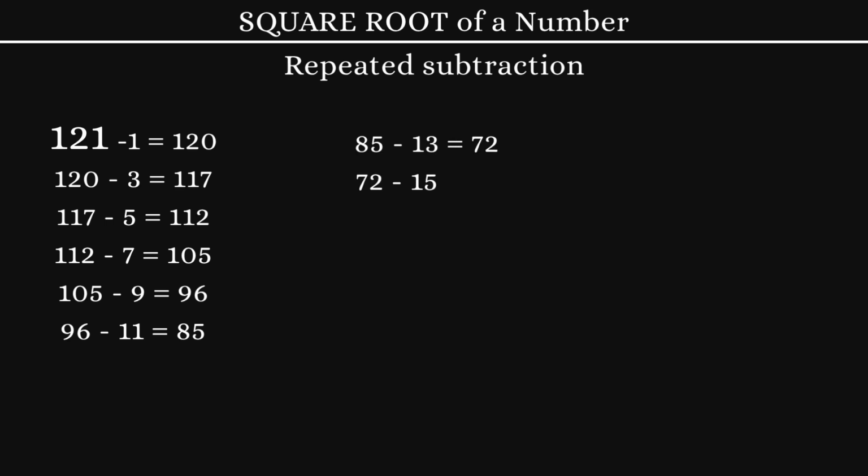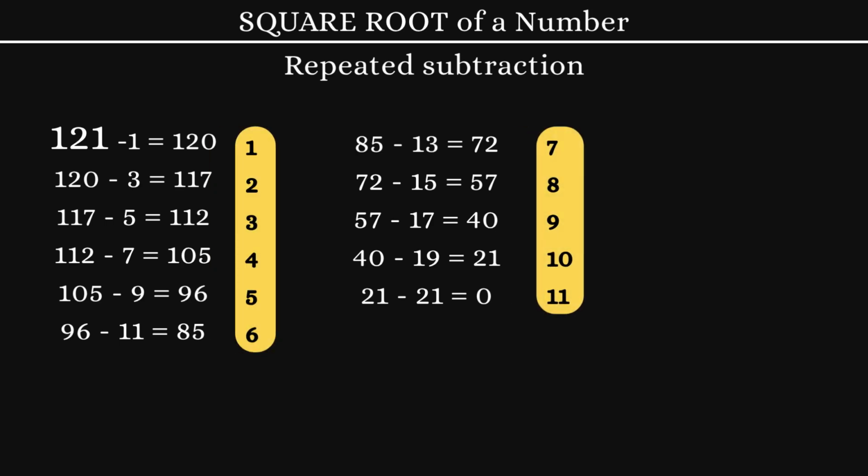72 minus 15 is 57. 57 minus 17 is 40. 40 minus 19 is 21. And 21 minus 21 gives us 0. If we count the number of subtractions, we have a total of 11 steps. So that means square root of 121 is 11.